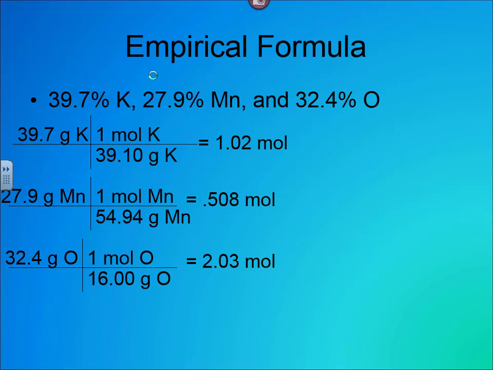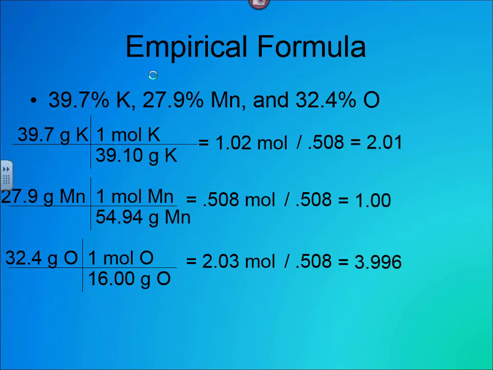Of the 3 that we have now, which one is the lowest? Manganese, 0.508. So that means everything should be divided by 0.508. Of course, manganese is going to come out to be 1. Potassium comes out as 2.01, and oxygen is 3.996.